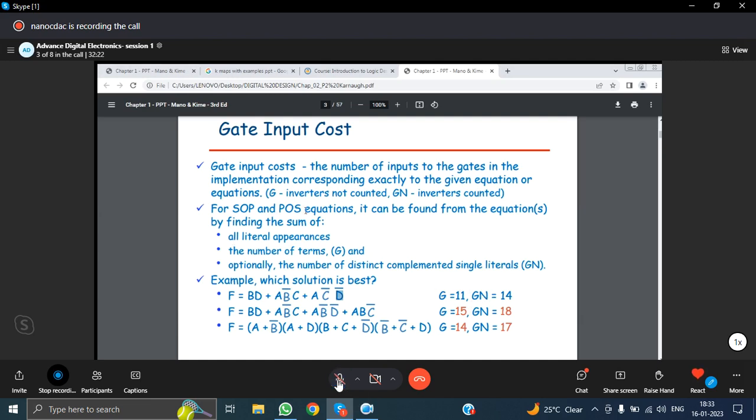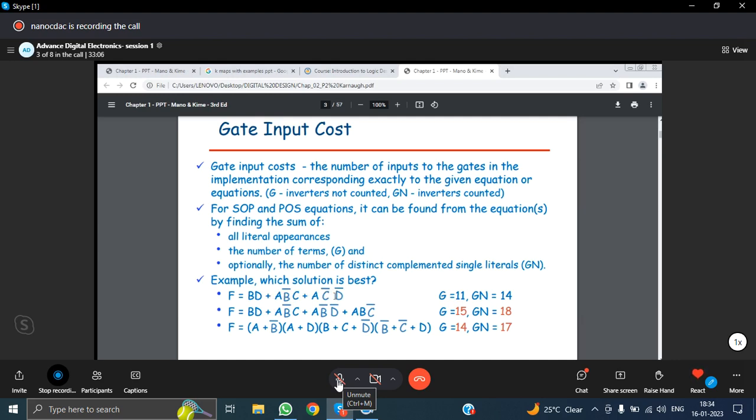So if the inverters are not counted, it is 8. When inverters are counted, it is equal to 11. Out of all, see, in these 3 functions, let us take this one. Counting the inverters, I am getting 11, 15 and 14. Out of this I will prefer this logic only. So this is gate input cost.